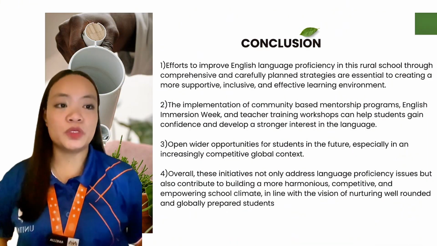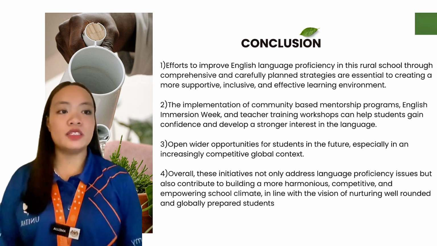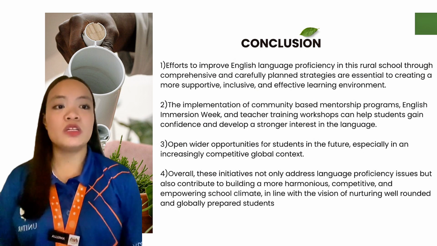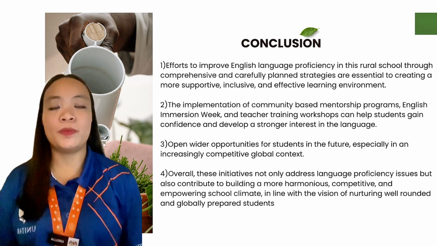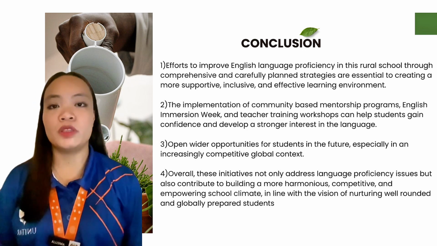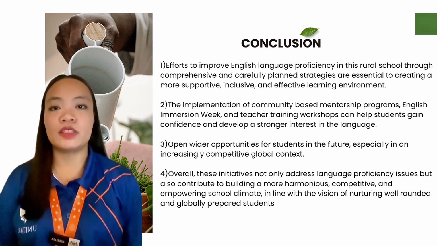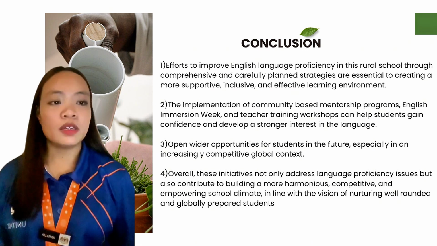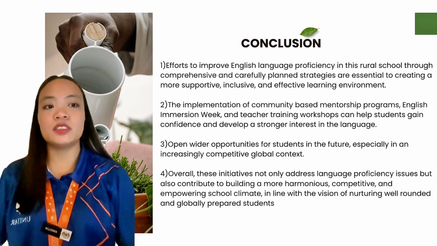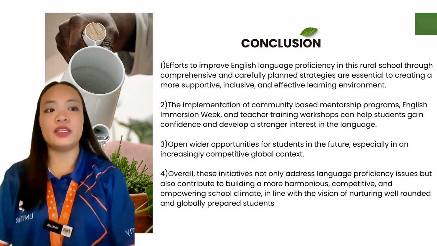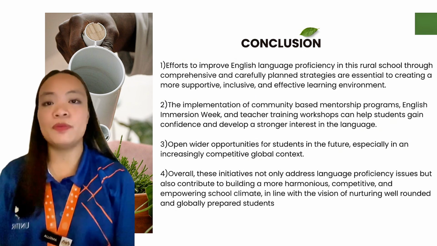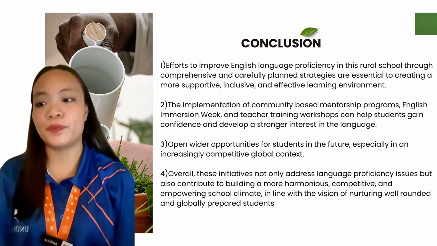Moving to the conclusion, efforts to improve English language proficiency in this rural school through comprehensive and carefully planned strategies are essential to creating a more supportive, inclusive, and effective learning environment. The implementation of community-based mentorship programs, English Immersion Week, and teacher training workshops can help students gain confidence and develop a stronger interest in the language.